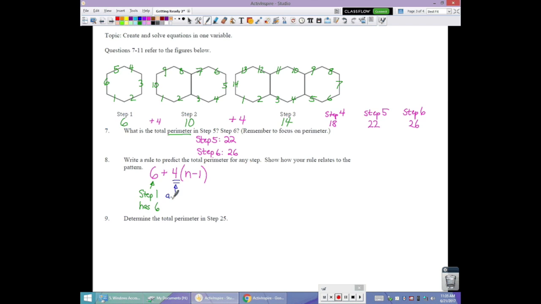But how many times do you add 4? Well, not every step, but every step after the first. So we're going to multiply the positive 4 times n minus 1. N minus 1 representing the step number minus the first step, since we did not add 4 to get to our total in step 1. We started with the 6.